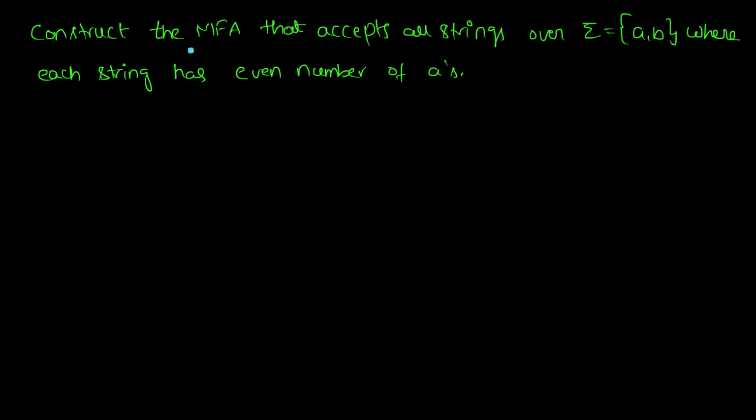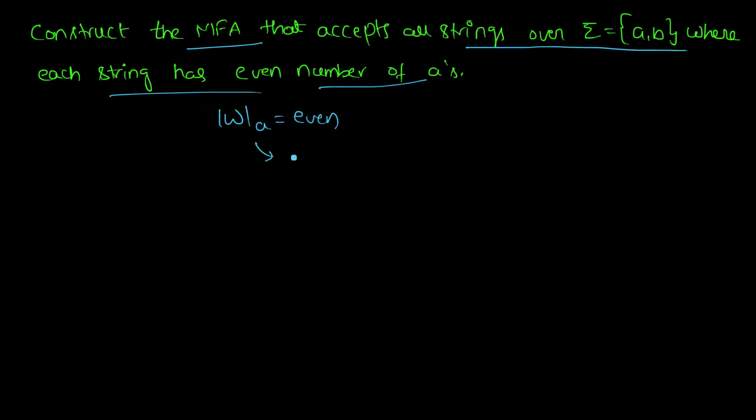Let's see this question. Construct the minimal DFA that accepts all strings over the alphabet {A, B}, where each string has an even number of A's. It means when the number of A's in the given string W is divided by 2, we get a remainder of 0. It can also be written as the number of A's is congruent to 0 mod 2. When we divide the number of A's by 2, it leaves a remainder 0.